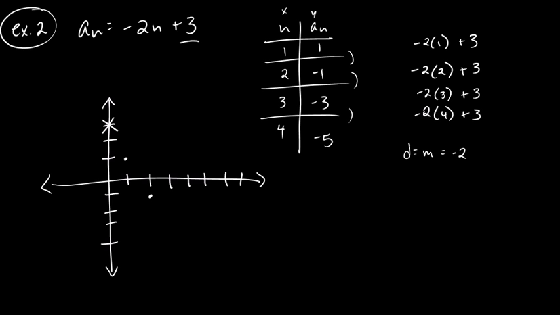So I would graph 1, 1, and 2, -1, and 3, -3, and 4, -5. Right, so this is linear. This is what would be called an arithmetic sequence, which means it should look like a line. Alright, and a third example.